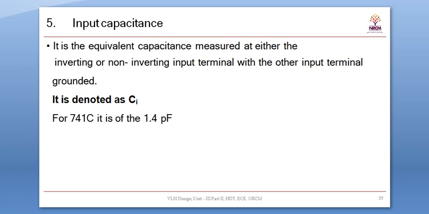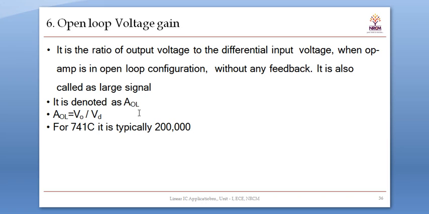Open loop voltage gain is denoted by AOL. It is also called the differential voltage gain. Open loop voltage gain and differential voltage gain are the same, and it is the ratio of output voltage to the differential input voltage. Whenever the op-amp is connected in open loop configuration, that is without any feedback, it is called open loop voltage gain.